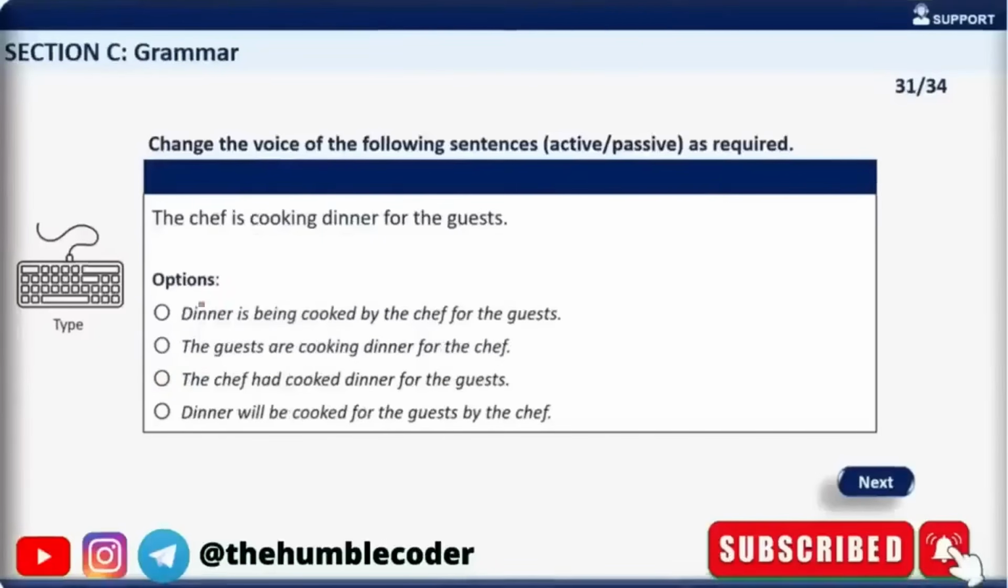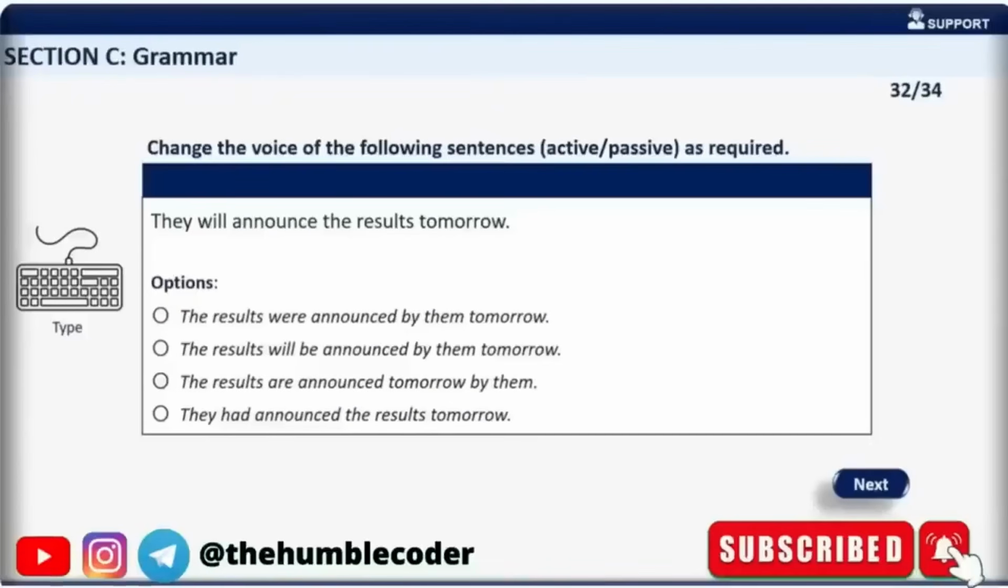The chef is cooking dinner for the guests. Okay, and the options that we have are: dinner is being cooked by the chef for the guests, the guests are cooking dinner for the chef, the chef had cooked dinner for the guests, dinner will be cooked for the guests by the chef. The correct answer in this case is going to be, dinner is being cooked by the chef for the guests. Let's move on to the next question now.